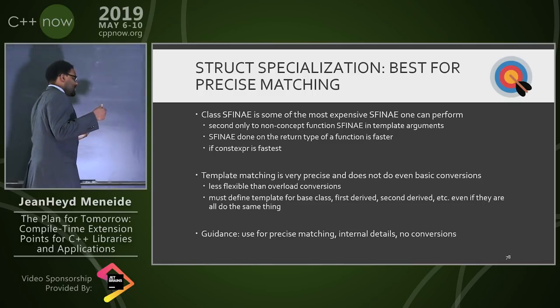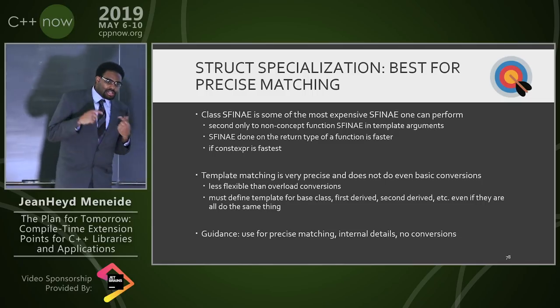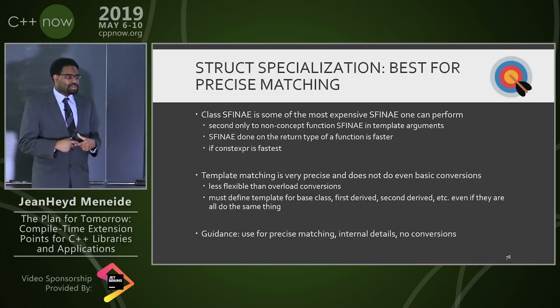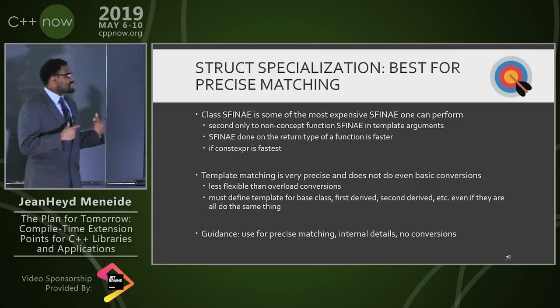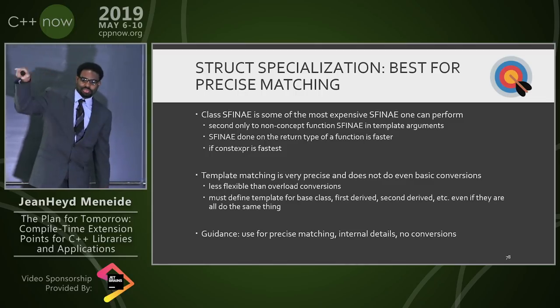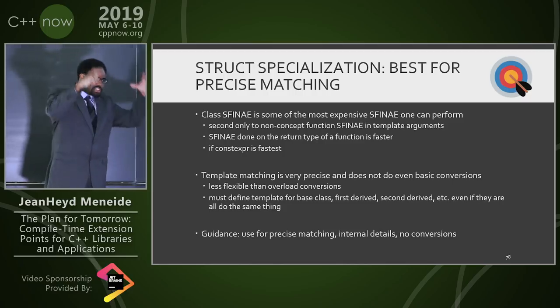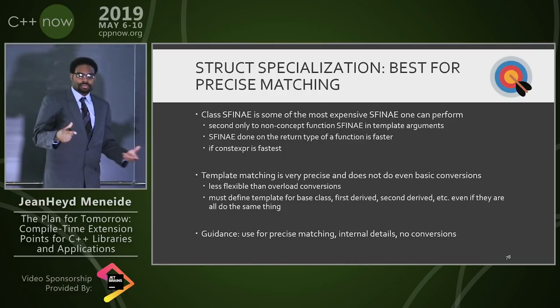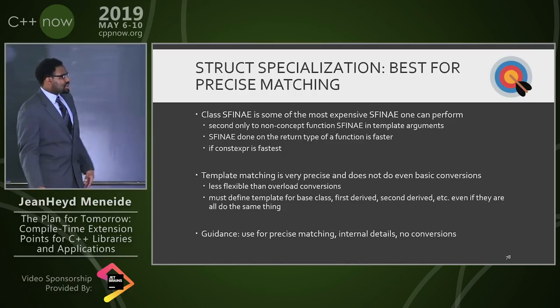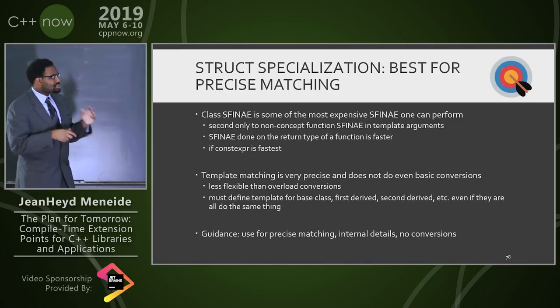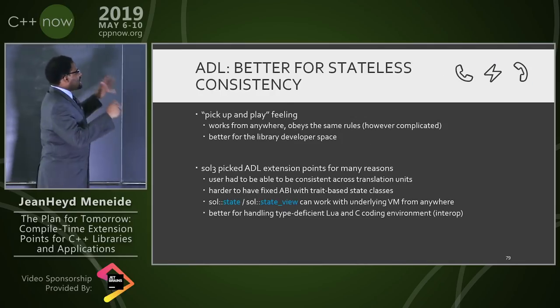But the idea is that it's good for internal details, right? I use this a lot for internal details because it's very easy to manage, right? And the good thing about this is that I can still add that extra little template parameter and do some SFINAE stuff if there's something that, say, the base if constexpr chain can't handle, right? So this is very good for internal details, and it helps you precisely match things, right? ADL.